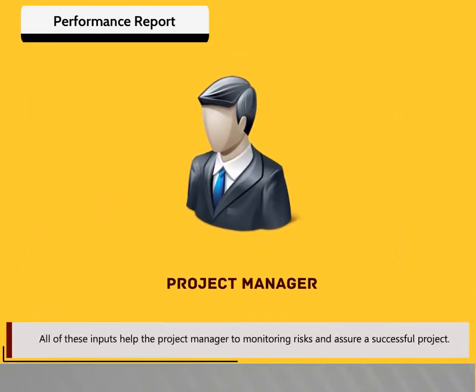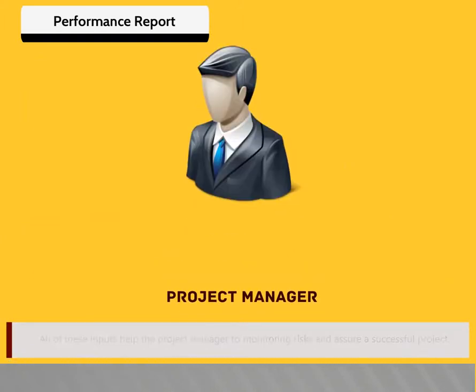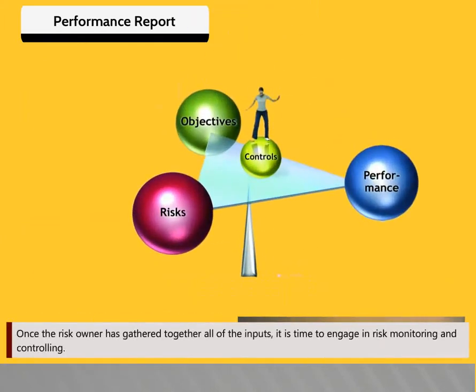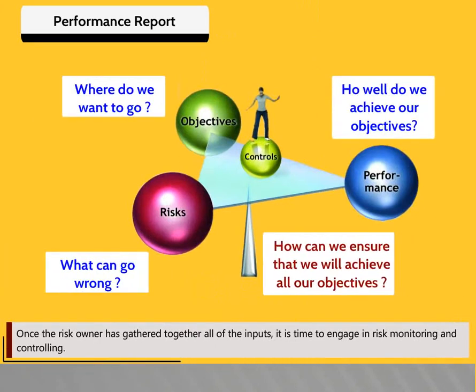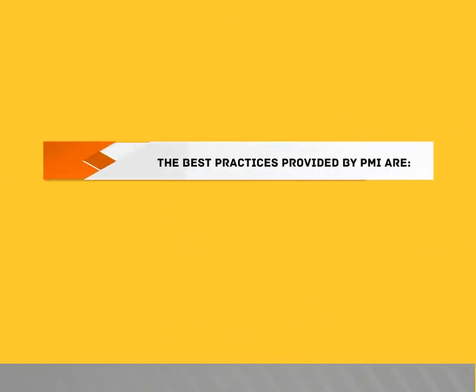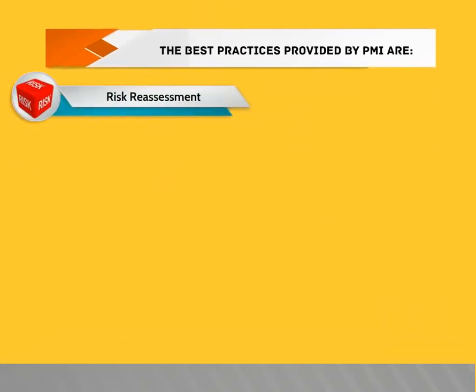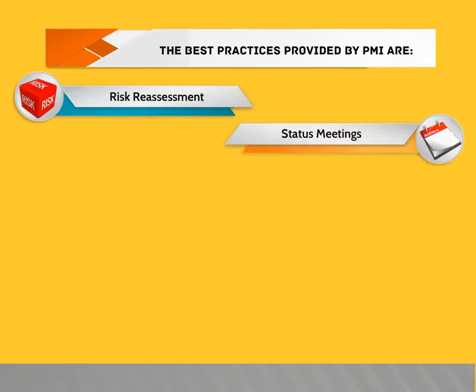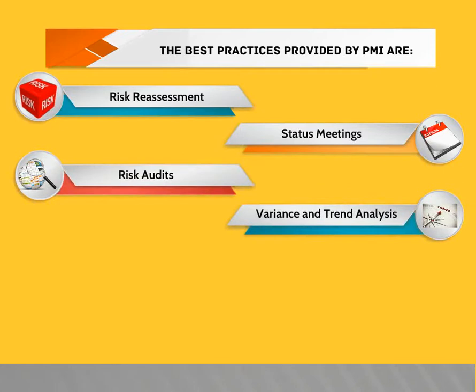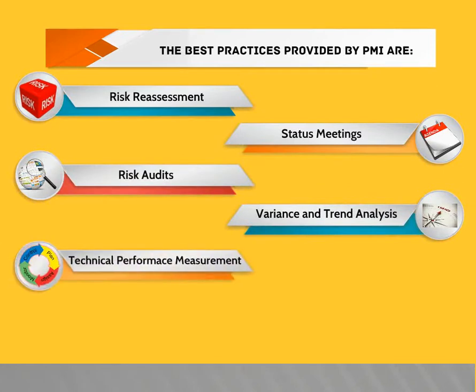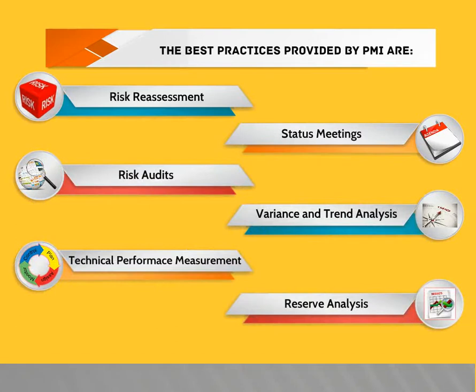All of these inputs help the project manager to monitor risks and assure a successful project. Once the risk owner has gathered together all of the inputs, it is time to engage in risk monitoring and controlling. The best practices provided by PMI are risk reassessment, status meetings, risk audits, variance and trend analysis, technical performance measurement, reserve analysis.